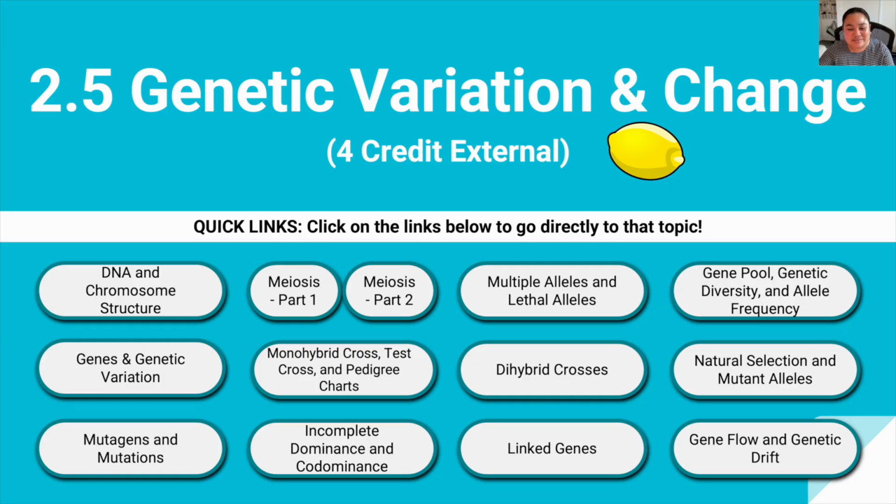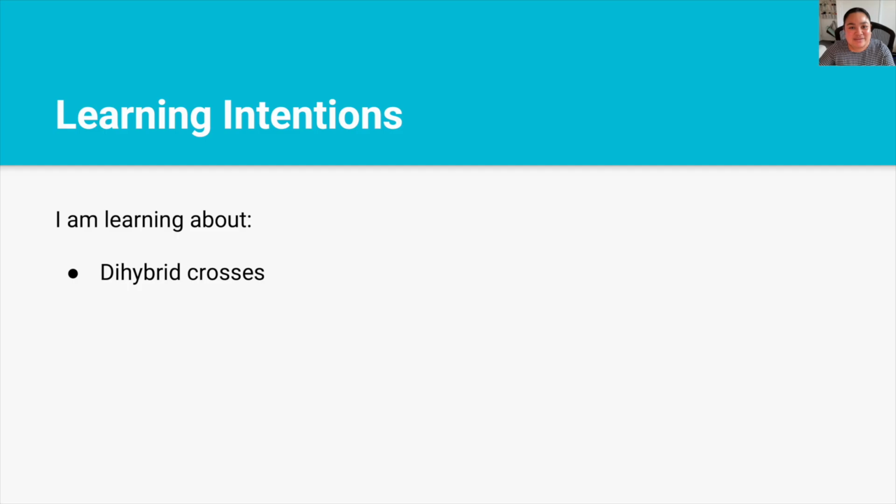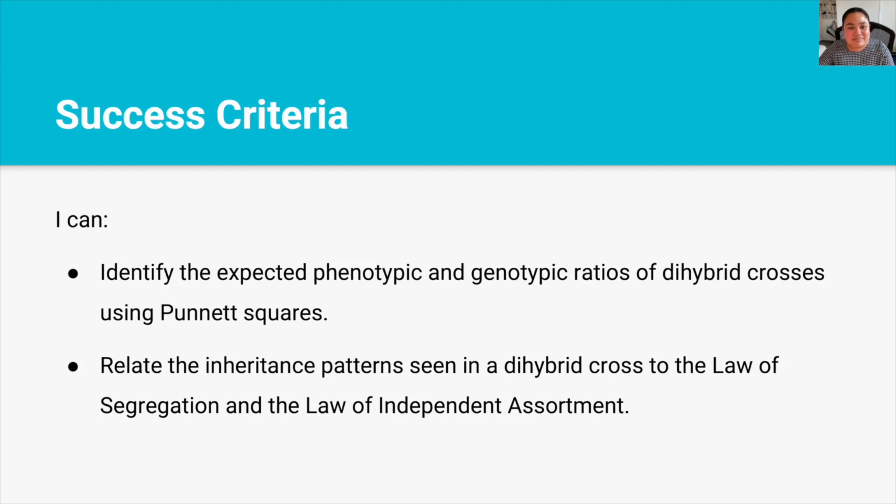This is video 10. In this video, you'll be learning about dihybrid crosses. And by the end of this video, you should be able to identify the expected phenotypic and genotypic ratios of dihybrid crosses using Punnett squares, and relate the inheritance patterns seen in a dihybrid cross to the Law of Segregation and the Law of Independent Assortment.